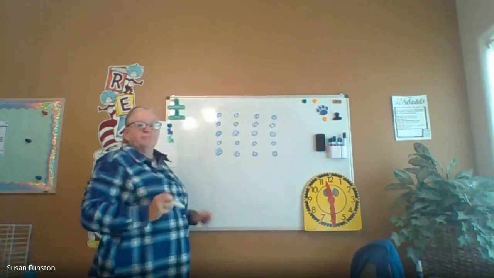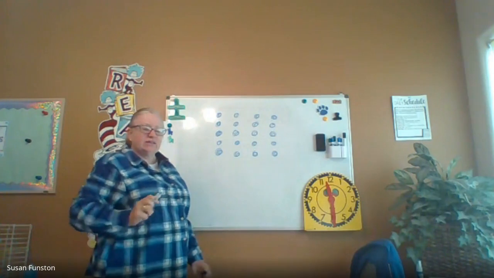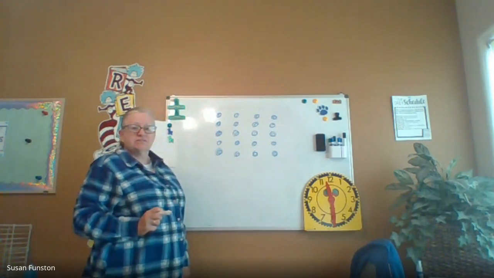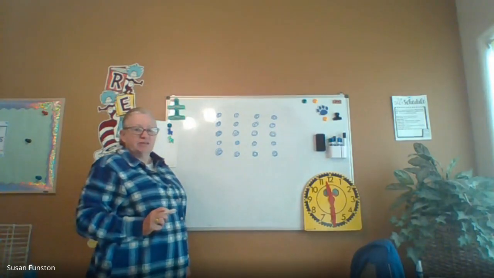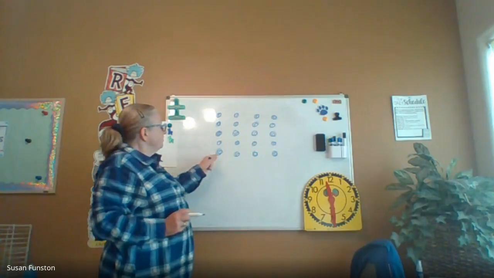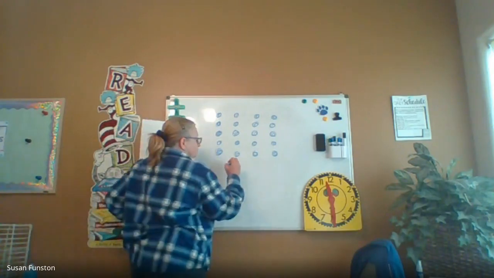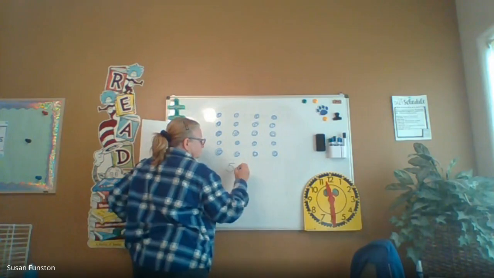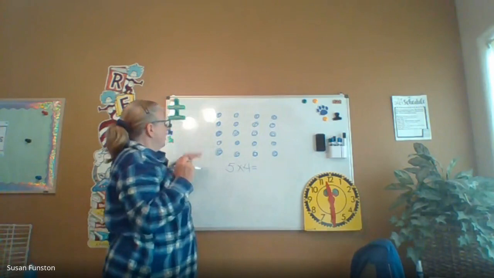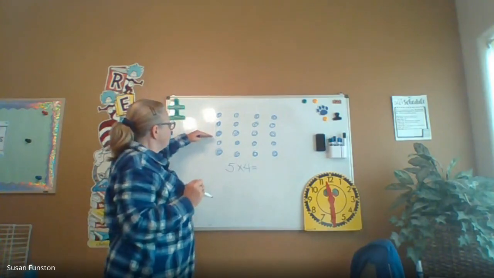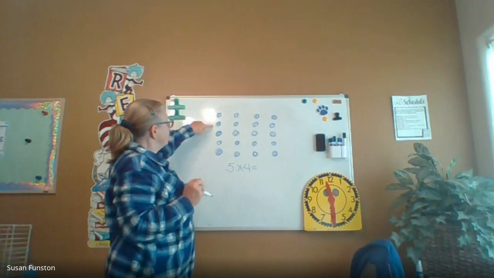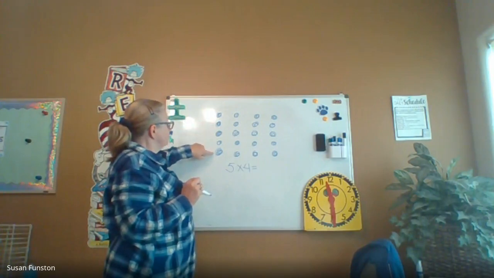Five rows of 4. Who can tell me a multiplication sentence that can represent this array? What could it be? You're right, it could be 5 times 4. And how much is 5 times 4? I can count 5, 10, 15. Oh, wait, 4, 8, 12, 16, 20.